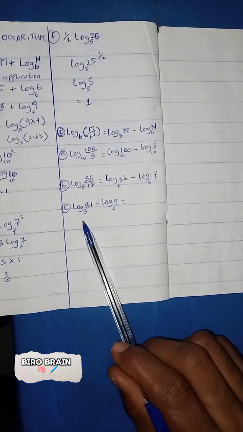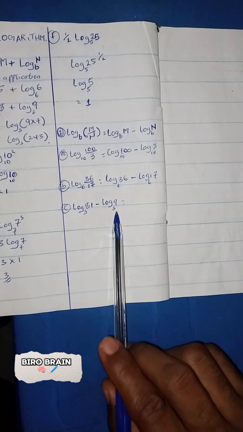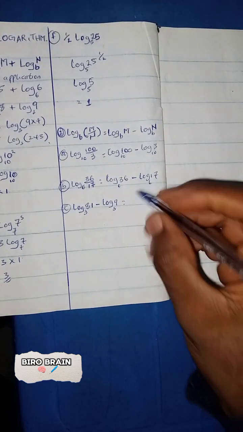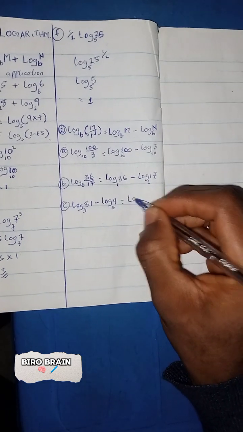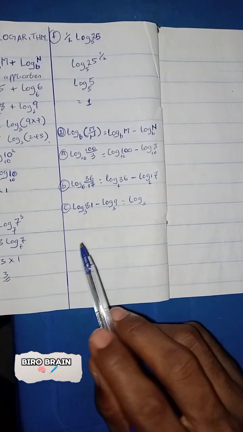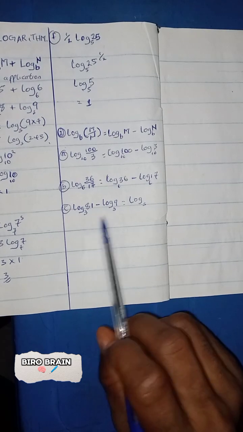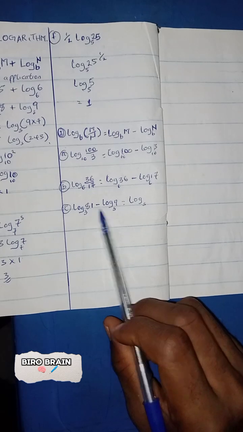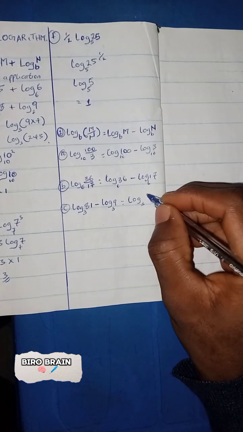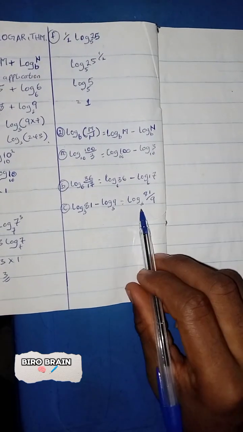Okay, so let's take a reverse example. In this case, we're having log 81 base 3 minus log 9 base 3. So this is the same thing as saying log base 3. When you're having minus, it is division, just like a reverse process. When you have minus, you divide. When you're having division, you minus. So in this case, we divide. So we're having log 81 divided by 9 in base 3.